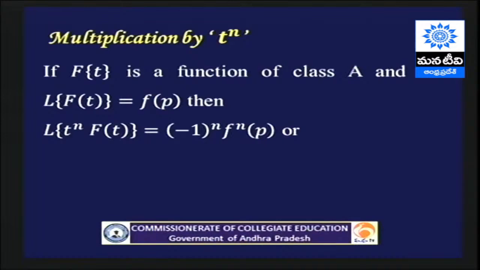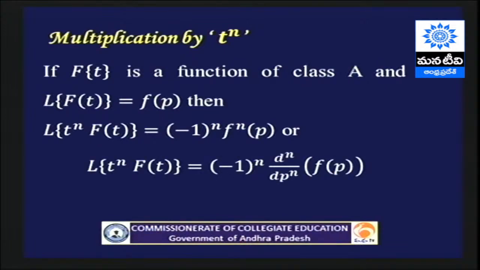So this is: if f(t) is a function of class A, and if the Laplace transform of f(t) is equal to F(p), then the Laplace transform of t^n into f(t) is equal to (-1)^n into the nth derivative of F(p), or the Laplace transform of t^n into f(t) is equal to (-1)^n into d^n by dp^n of F(p).